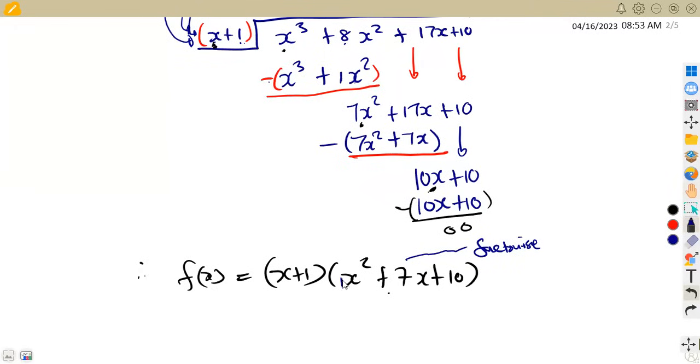We have got 1 here, which is the coefficient of x squared. So we focus with 10. Do we have factors of 10 that we are going to add and obtain 7? We have got 5 and 2. So meaning to say we can factorize this.